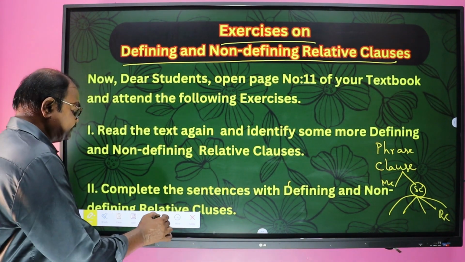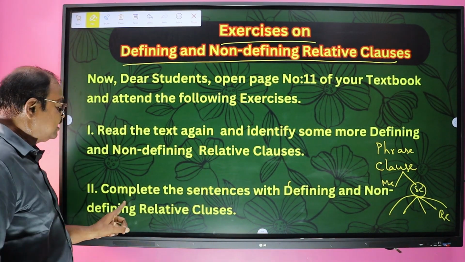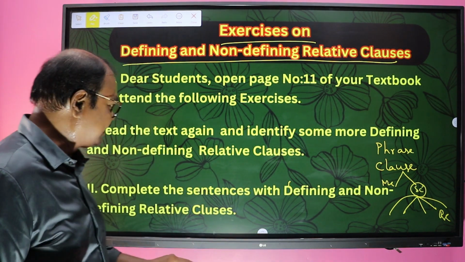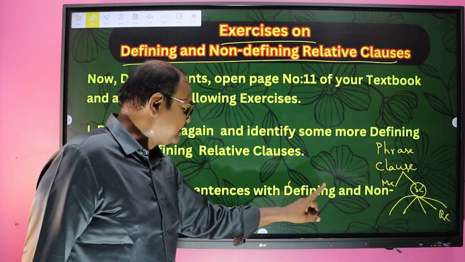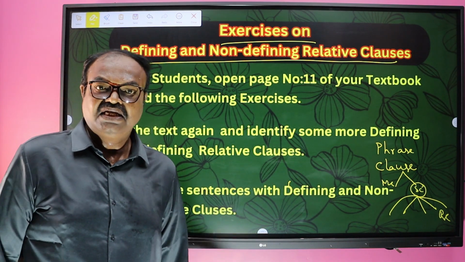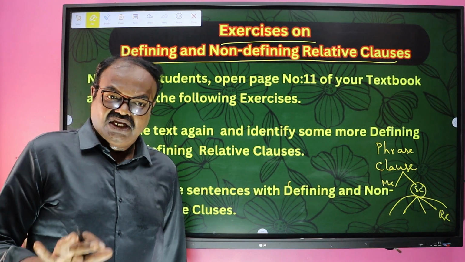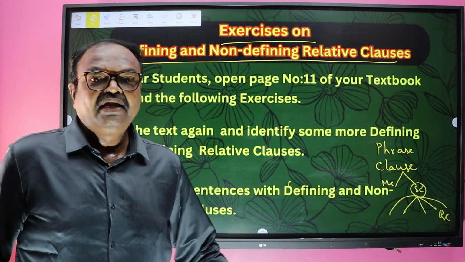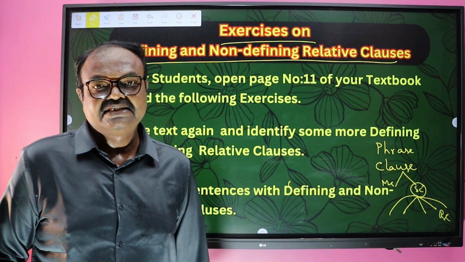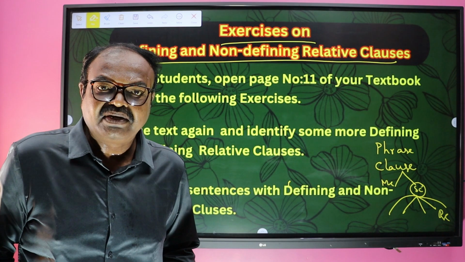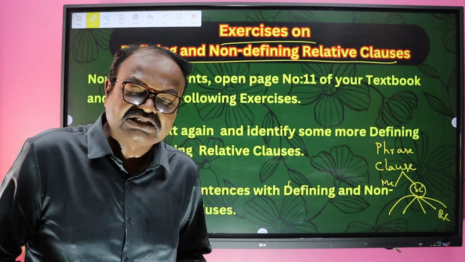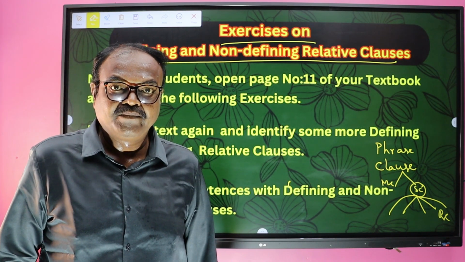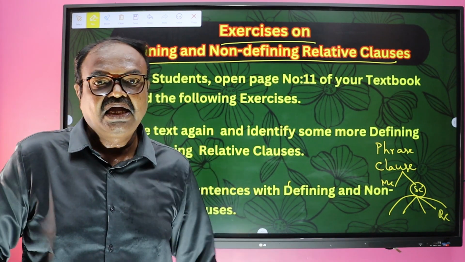Next you can go for the second exercise. The second exercise is fill in the blanks. Just complete the sentences with defining and non-defining relative clauses. That's all. So dear students, you should learn well, particularly grammar. Then you can attempt exercises. Whenever you are very good at grammar, automatically you can speak English well and write English well. That is called spoken English and drafting.